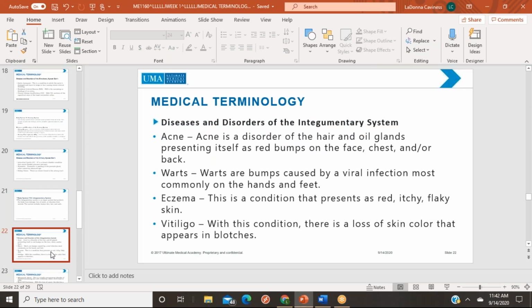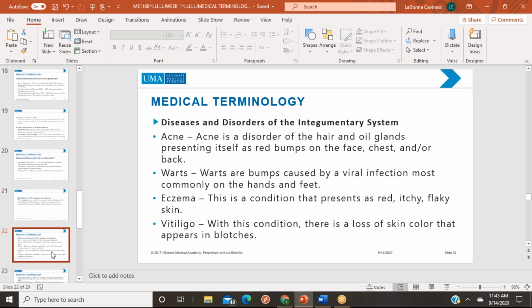All right, here are some diseases and conditions of the integumentary system. Acne is the one that you should be very familiar with. It's a disorder of the hair and oil gland, presenting itself as red bumps on the face, chest, or the back. The next one is warts. Warts are bumps caused by viral infection, most commonly on the hands and feet.